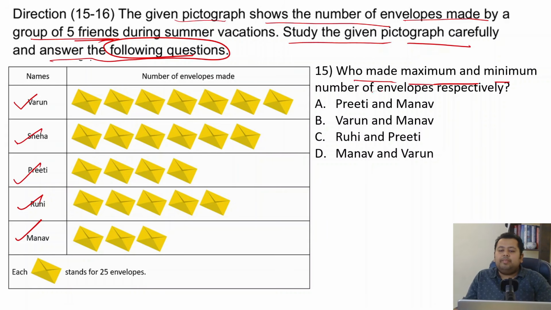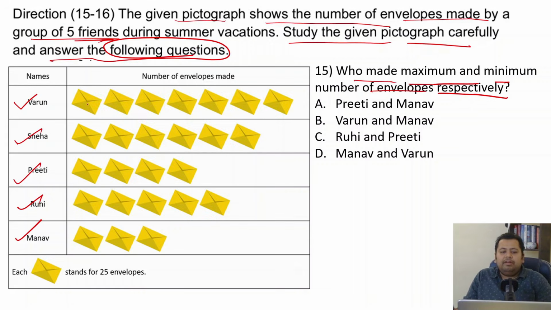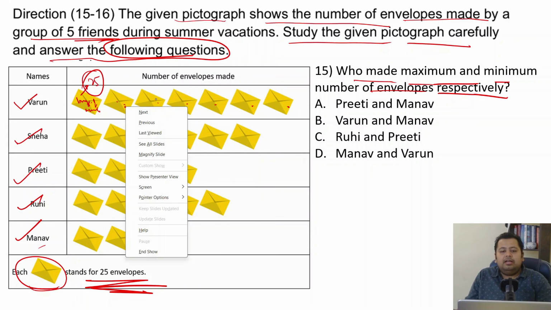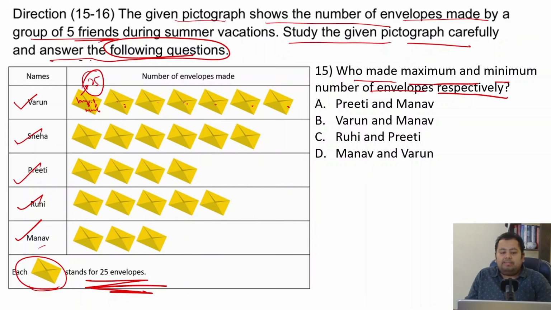Who made the maximum and minimum number of envelopes? Varun made 1, 2, 3, 4, 5, 6, 7 images, and obviously each envelope image stands for 25 envelopes. So just consider this as an image. One image of envelope actually represents 25 envelopes. So if you see, Varun has 25 plus 25 is 50, plus 25 is 75, 100, 125, 150, and 175.